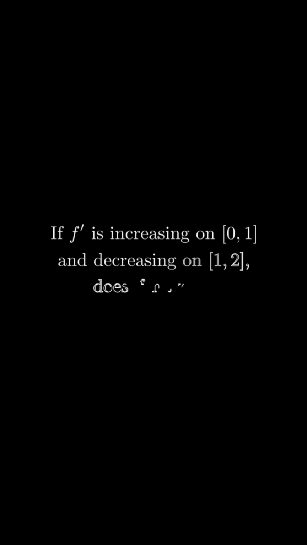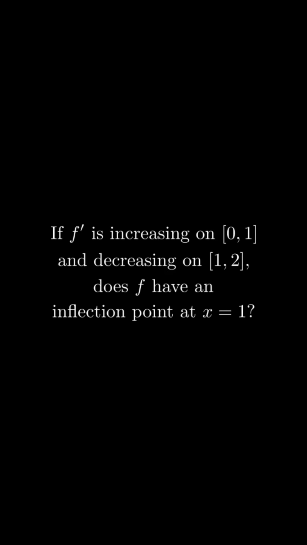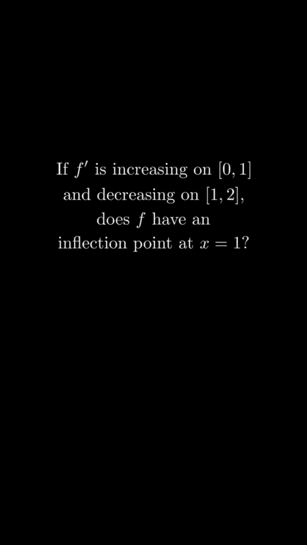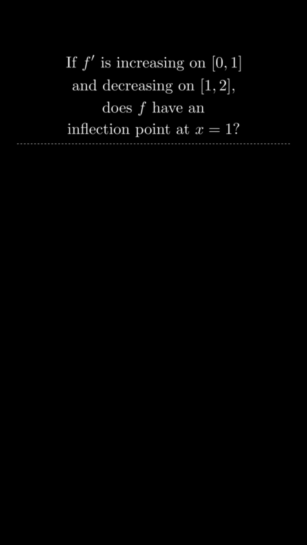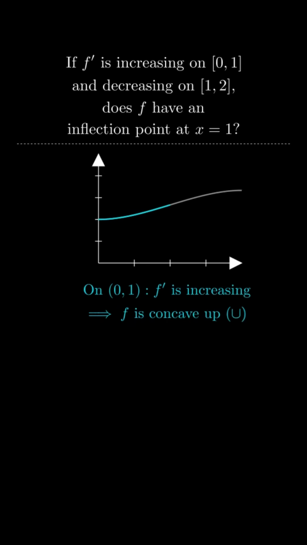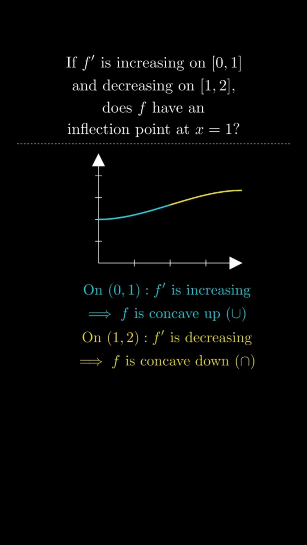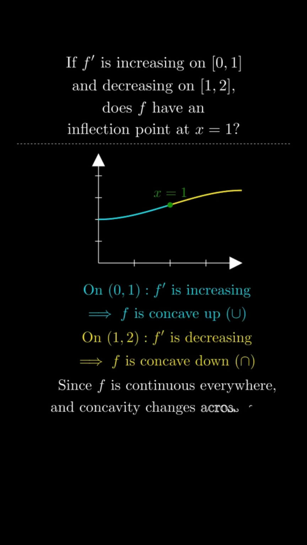Finally, if the derivative f prime is increasing on the interval from 0 to 1 and decreasing on the interval from 1 to 2, does f have an inflection point at x equals 1? This statement is true. On the interval from 0 to 1, because the first derivative is increasing, the function is concave up. On the interval from 1 to 2, because the first derivative is decreasing, the function is concave down. Since the function is continuous and changes its concavity at x equals 1, it meets the definition of having an inflection point at x equals 1.